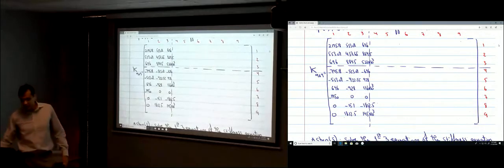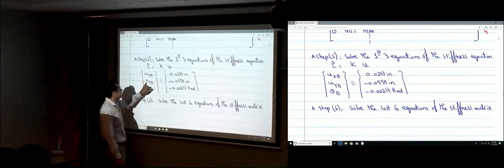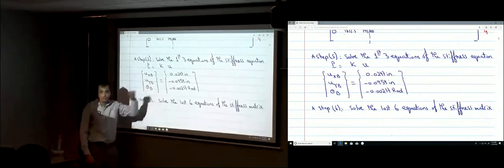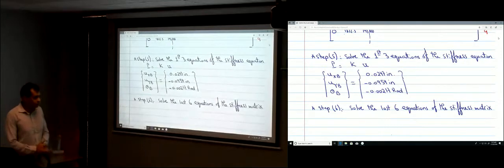This first part is multiplied by the unknown displacements. So you solve for the unknown displacements. Those are the unknown displacements, UXB, UYB, theta B, the displacements at point B. That was the first part that you needed to find in this question.